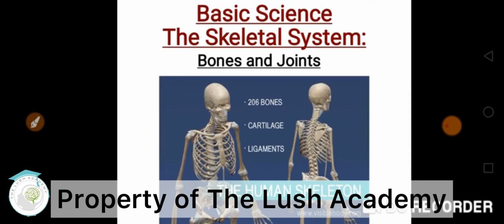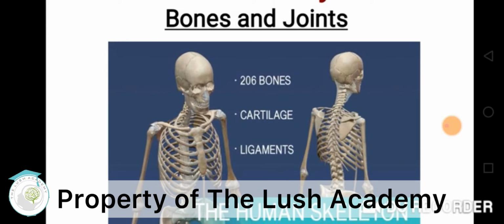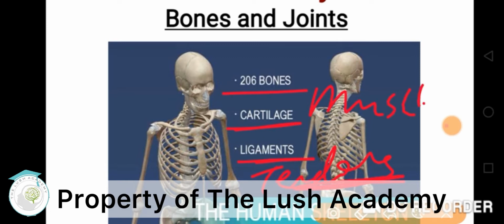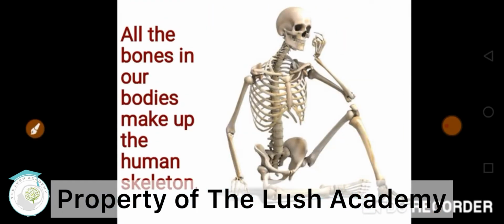So, we are talking about the skeletal system. We will know what the skeletal system is about. We'll talk about bones and joints in the body. We'll also know that the human body, especially adults, has 206 bones, cartilages, ligaments, tendons, and so on. All these are in the human, but they have muscles. And muscles and joints help for movement. Without muscles and joints, you won't be able to move. Okay, so let us dig in.